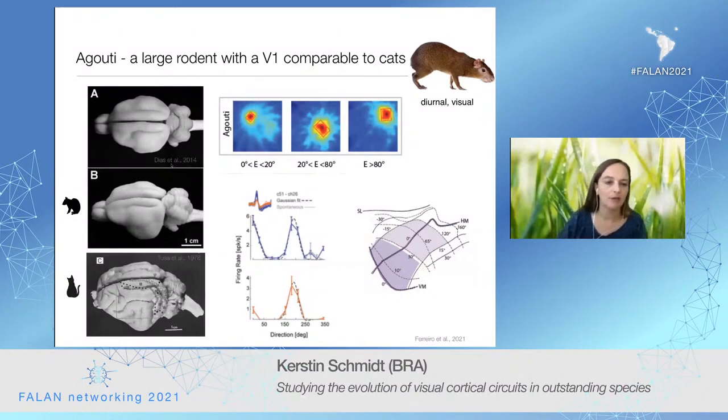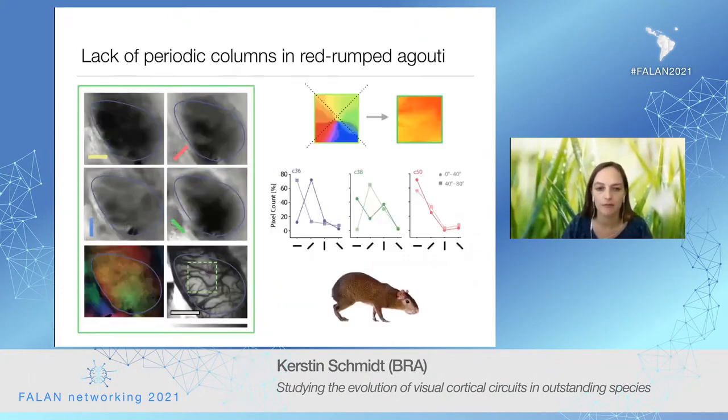So at the time we came across the agouti, we knew the following. It has a horizontal streak and not a fovea. Its V1 extends about here at the occipital pole of the brain, and the size is comparable to the V1 size of a cat. Its receptive fields are quite small, which renders it a highly visual animal, and they are quite small throughout the horizontal streak representation. When we studied the orientation selectivity of the neurons, we saw that they have highly orientation selective neurons, comparable to other rodents, not as high as carnivores and primates though.